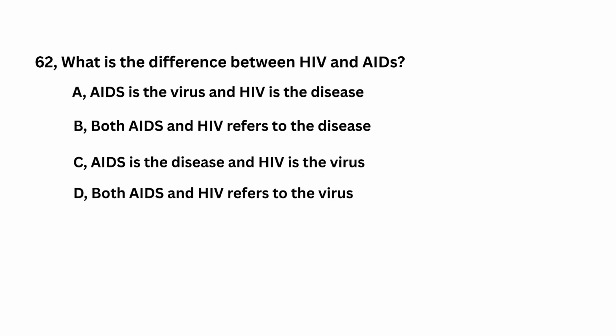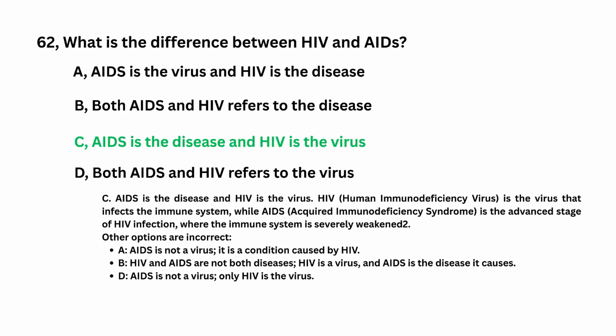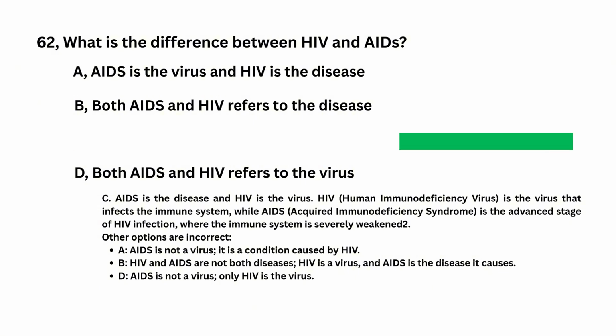What is the difference between HIV and AIDS? AIDS is the virus and HIV is the disease. Both AIDS and HIV refers to the disease. AIDS is the disease and HIV is the virus. Both AIDS and HIV refers to the virus. AIDS is the disease and HIV is the virus is the answer.